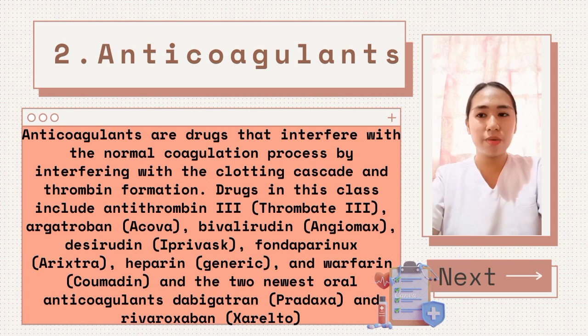Anticoagulants are drugs that interfere with the normal coagulation process by interfering with the clotting cascade and thrombin formation. Drugs in this class include antithrombin III or Thrombate III, argatroban or Acova, bivalirudin or Angiomax, desirudin or Iprivask, fondaparinux or Arixtra, heparin for generic, and warfarin or Coumadin. And the two newest oral anticoagulants are dabigatran or Pradaxa and rivaroxaban or Xarelto. Thank you for listening, and let's move on to the next reporter.